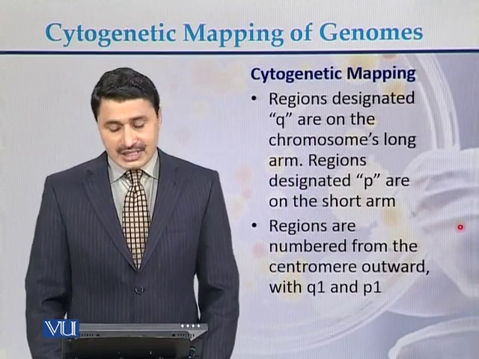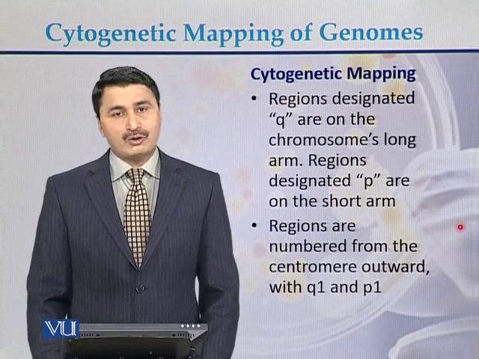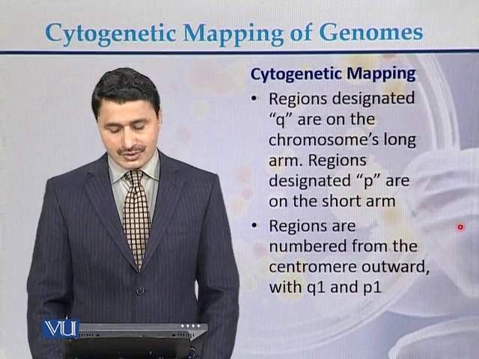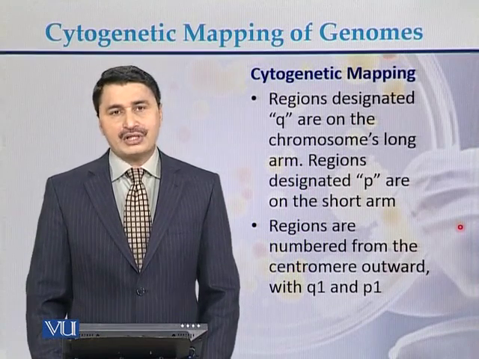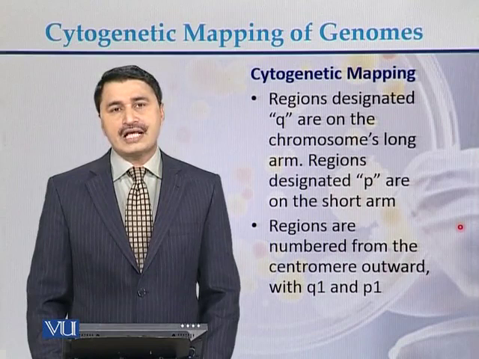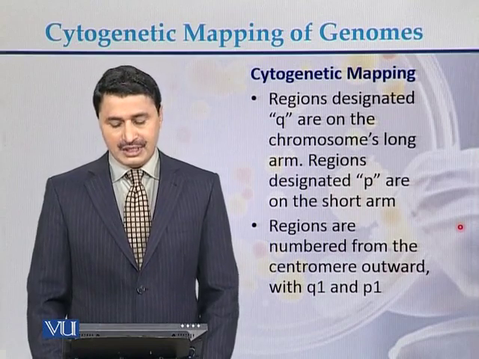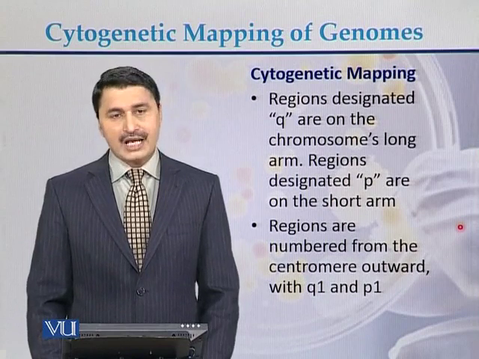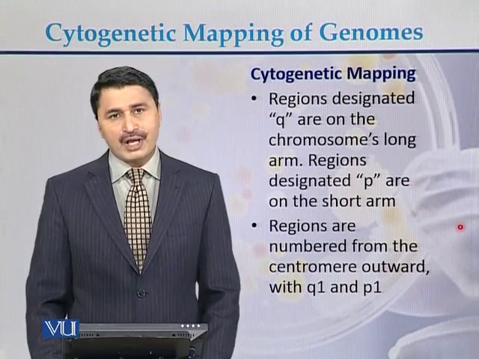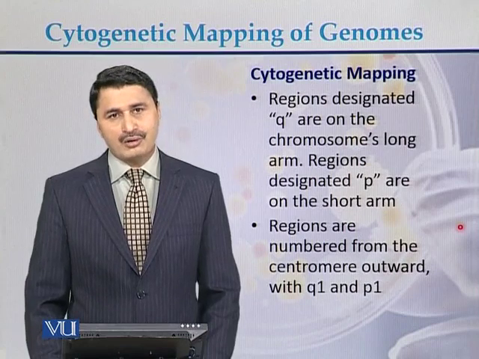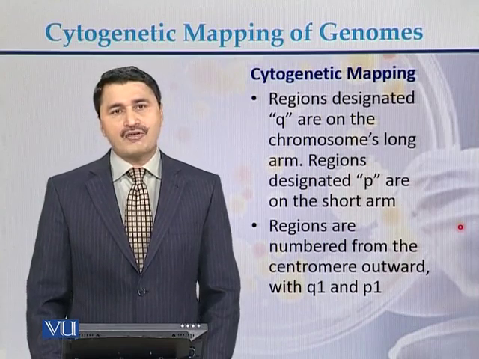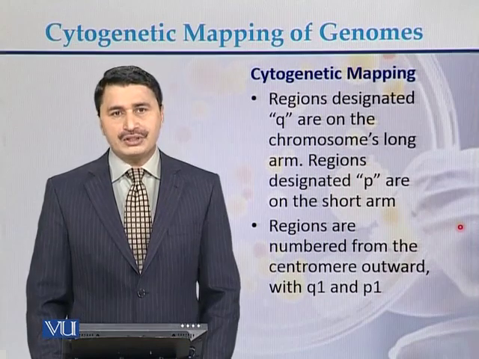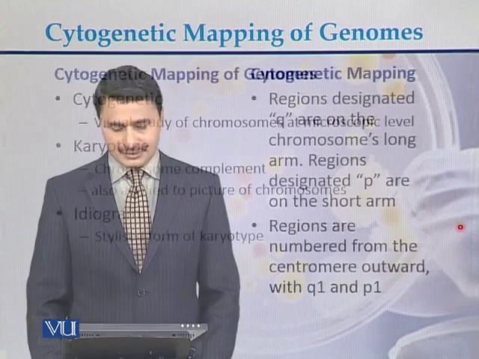Regions are designated as the Q arm of the chromosome, which is the long arm, and the other arm, the short arm of the chromosome, is designated as the P arm. Regions are numbered from the centromere towards the outside, in the form of Q1, Q2, Q3 and so on. The same is true for the P arm. It is designated as P1, P2, P3. So they are called regions.